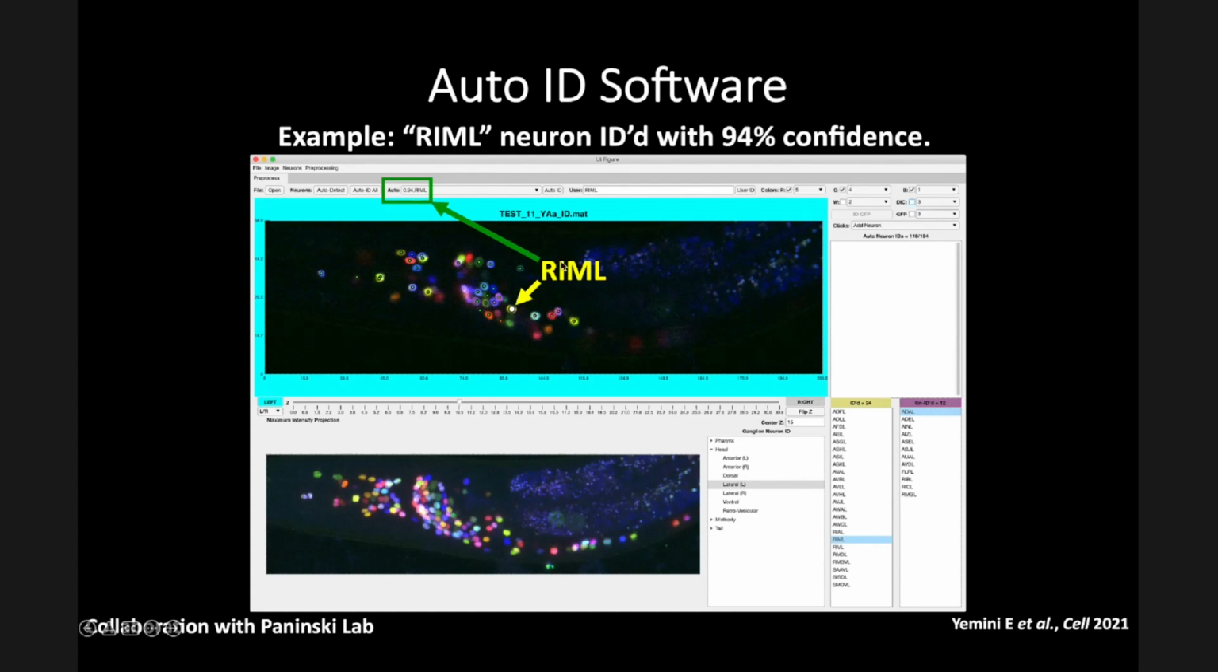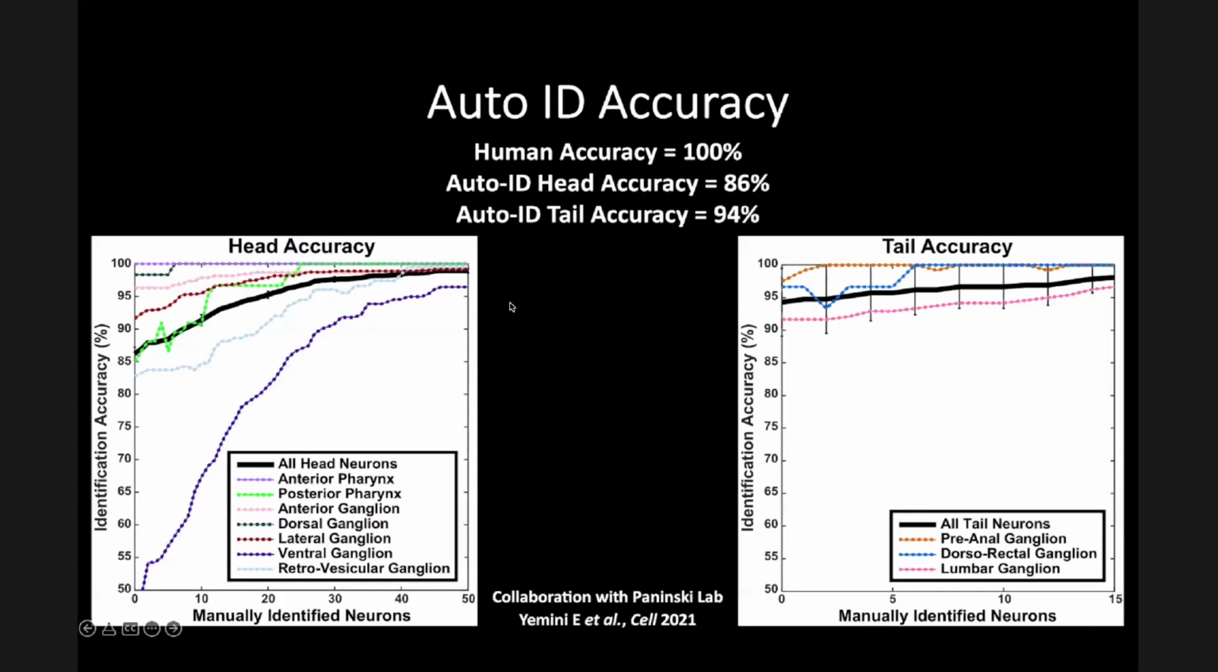Here it's identifying the RIM neuron with 94% confidence, and it's in fact right that this is indeed the RIM neuron. And if you're wondering about its accuracy, well, by design, this whole system of NeuroPAL, humans can have 100% accuracy on, right? That was by design, but the software does really well on it too. In the head, its auto ID accuracy is 86%. In the tail, it's 94%.